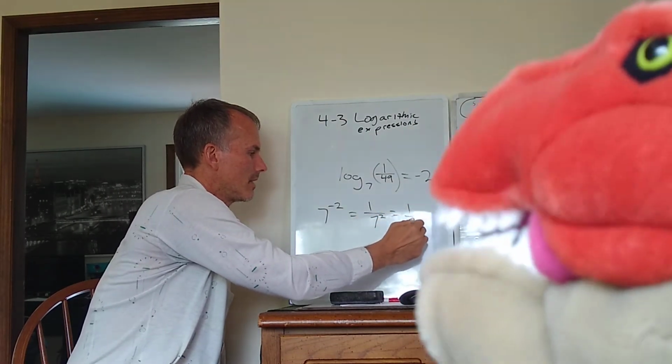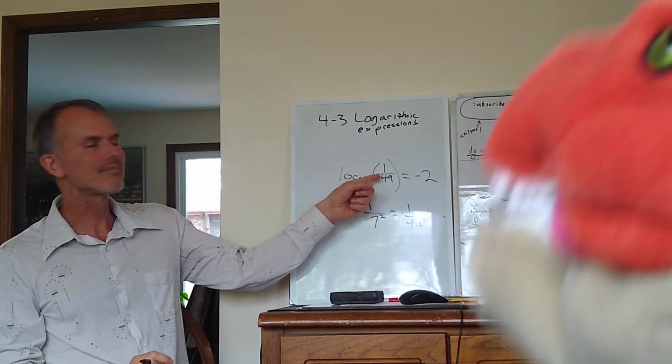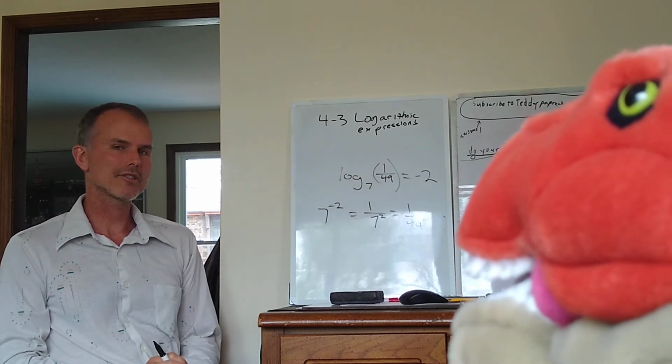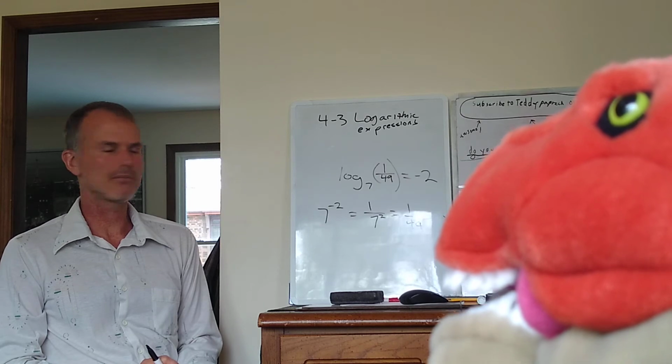Remember that 7 to the negative second is the same as 1 over 7 to the second, which is indeed 1 over 49. So if I have the logarithm of a fraction, where the argument is a fraction, oftentimes the answer might be a negative number.